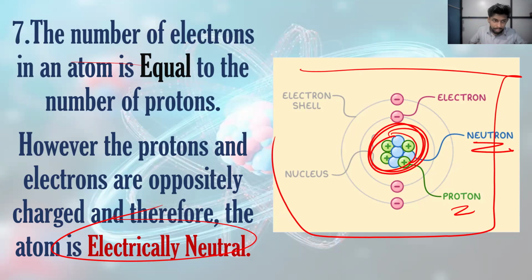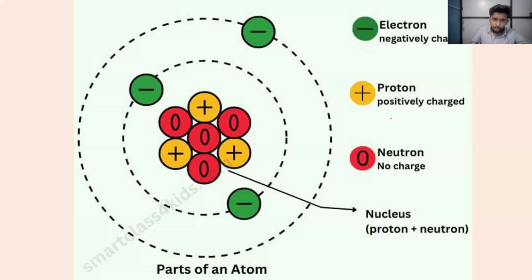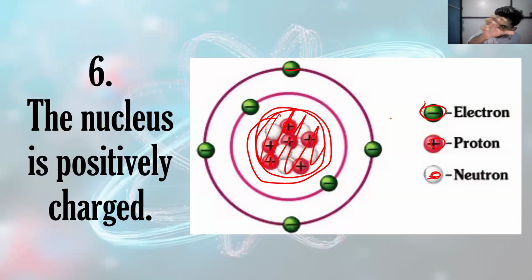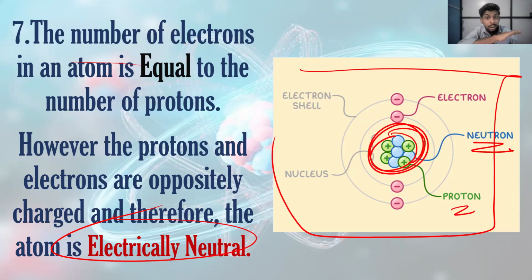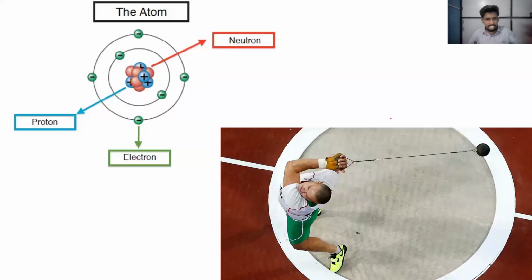I have already explained the 6th one. If you take only the nucleus, it will be positively charged. And if you take the total atom, it will have no charge, because the plus and the minus are balanced. Okay? Now we are going to discuss the last one, the 8th one.